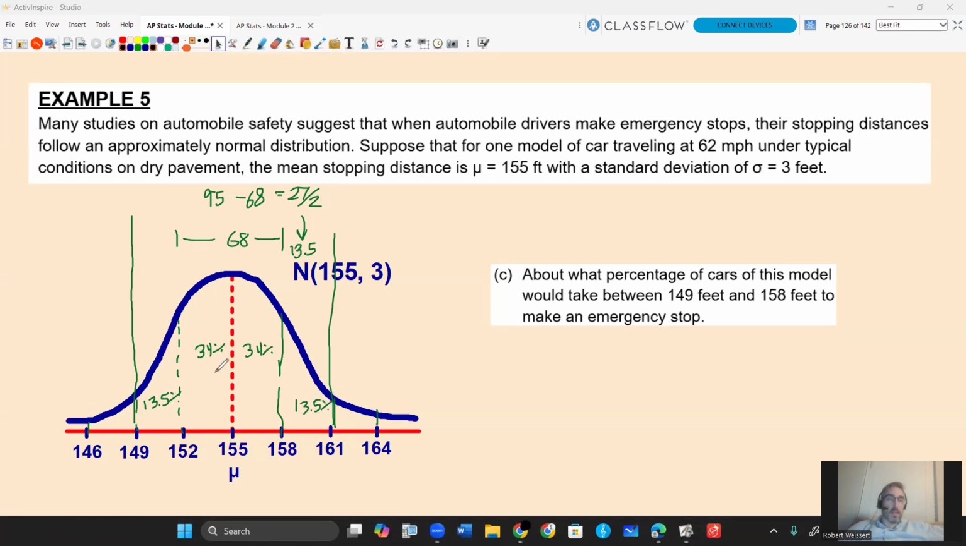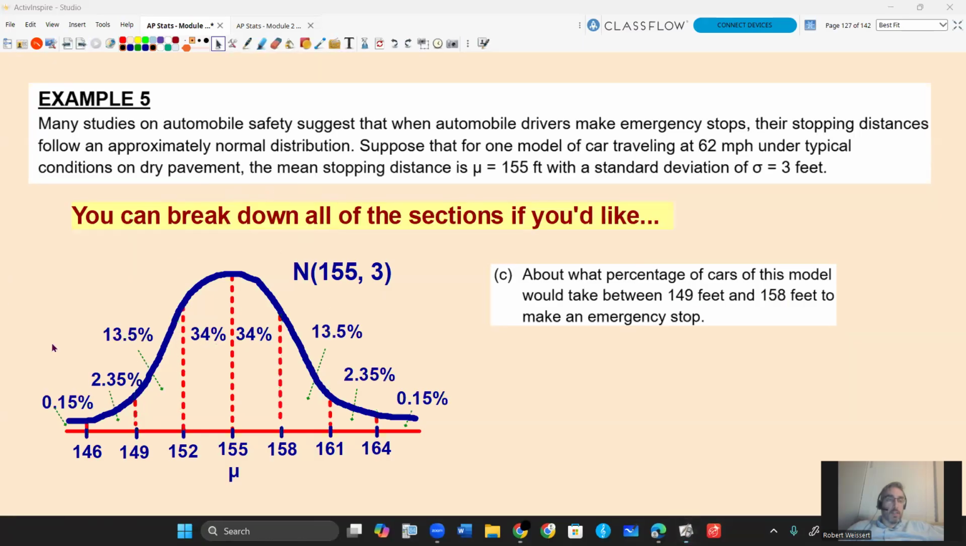And then the remaining ones I can do in a similar way. Now, in this problem here, I'm only concerned about the 149 to the 158, so I really only need these three. But if you see those, all I got to do is add them together. You can actually get all the different values, so I went ahead and did that. So if you can see those percentages, you get about 0.15, 2.35, 13.5, 34, 34, 13.5, 2.35, and 0.15%. So these are all the percentages. It wouldn't be a bad idea to have those memorized. It's not hard, and so you can get a lot of answers this way.